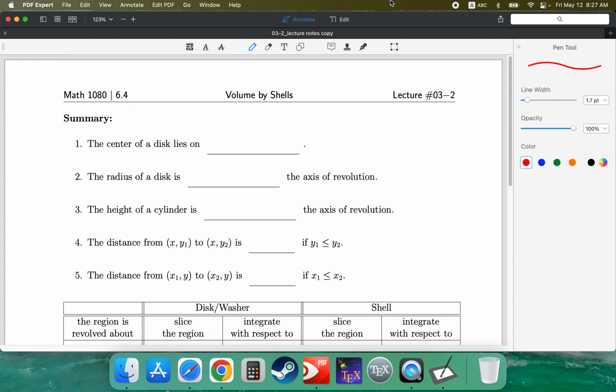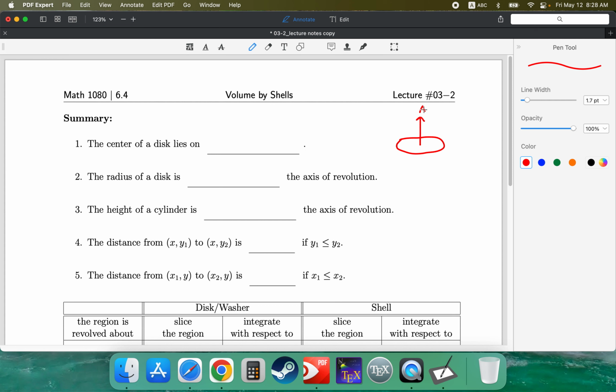Hello everyone. Next, we want to make a summary about the disk method, the washer method, and the shell method. If you are using the disk method, of course you will need to draw a disk. If you're using the washer method, then draw another disk inside the disk to form a washer.